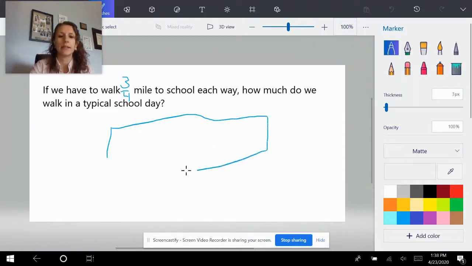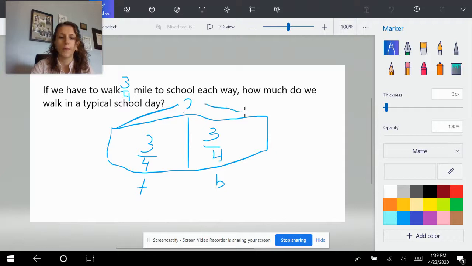Okay, so I draw my tape diagram, a little bit funky today. I need to go to school and I need to come back from school. So it's 3/4 there and it's 3/4 back, and I want to know how much I walk in that typical school day in all. I don't know my total. Yes, I do have equal parts, but I'm going to do repeated addition instead of multiplication for this one. So let's combine these.